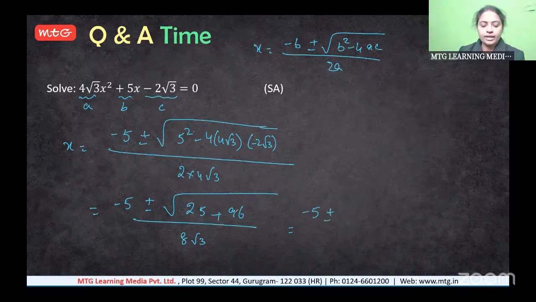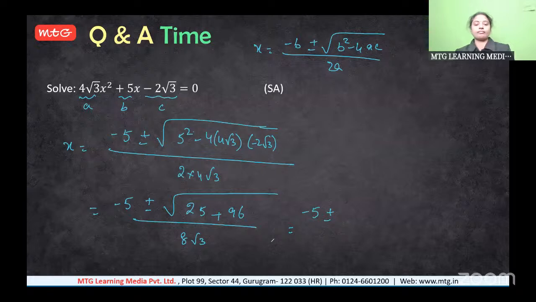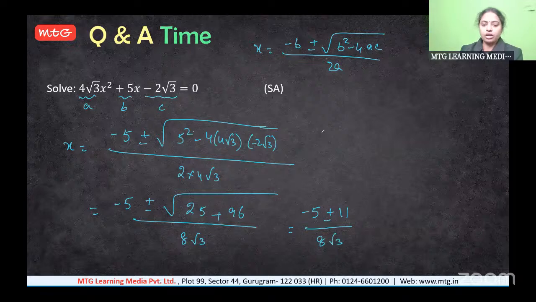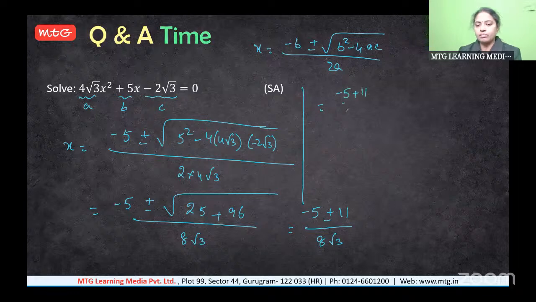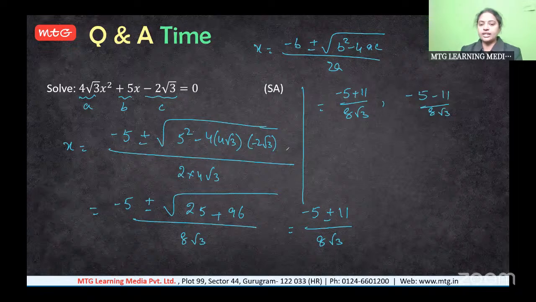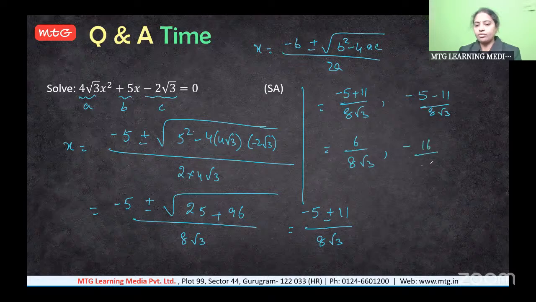Minus 5 plus or minus, if you solve this part, what is 25 plus 96? Anyone? Is it 121, which is nothing but 11. So I can make it as 11 directly, which is 11 by 8 root 3. So when I solve this further, I will get minus 5 plus 11 by 8 root 3 as one part. The other one, minus 5 minus 11 by 8 root 3 as the other part. When I solve this, here you get 6 by 8 root 3. The other one minus 16 by 8 root 3.